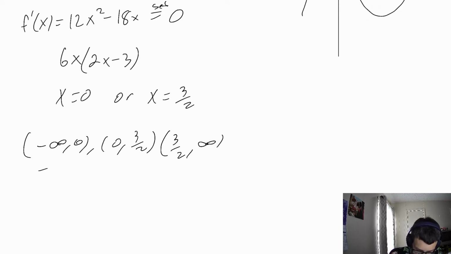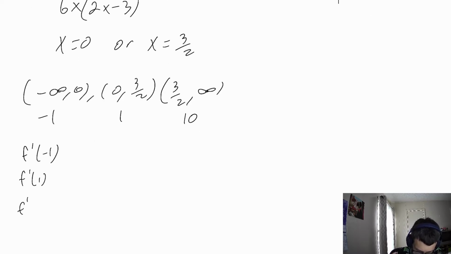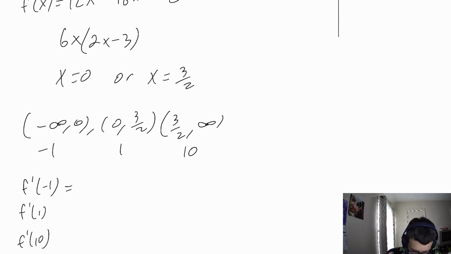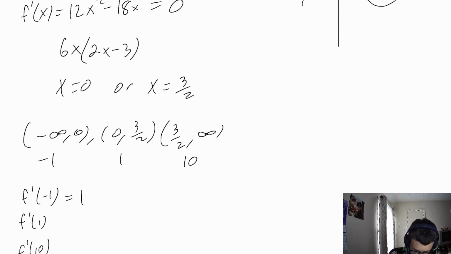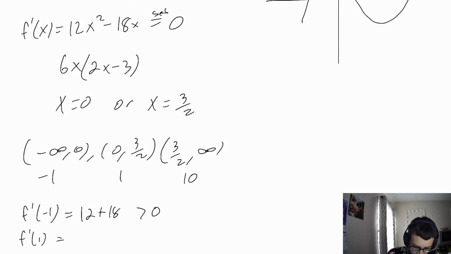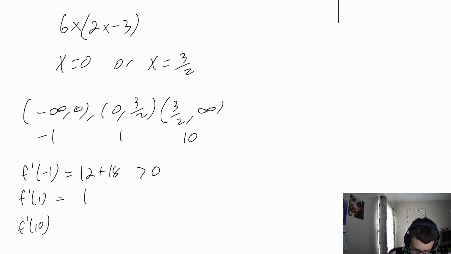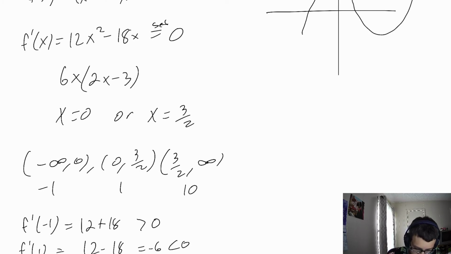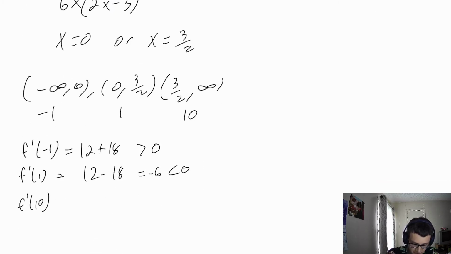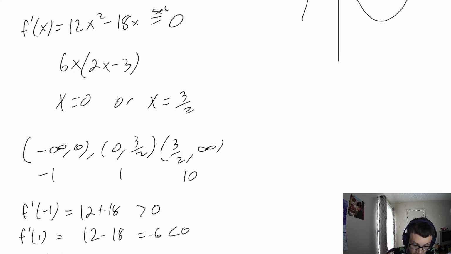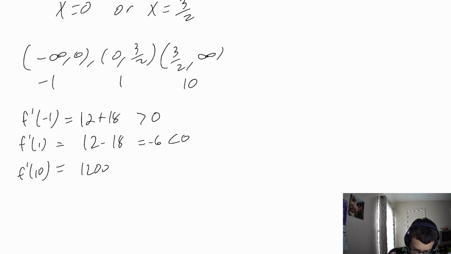Let's pick a point from each of these. I'll pick minus 1, 1, and 10 again. That's really handy. f'(-1) is going to be 12 plus 18, which is definitely bigger than 0. f'(1), if we plug 1 into here, we're going to have 12 minus 18, which is negative 6, less than 0. And if we plug 10 into our derivative, we're going to have 1200 minus 180, which is definitely bigger than 0.